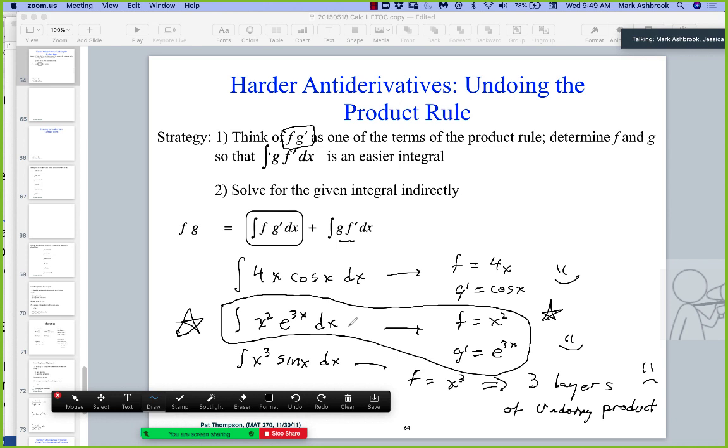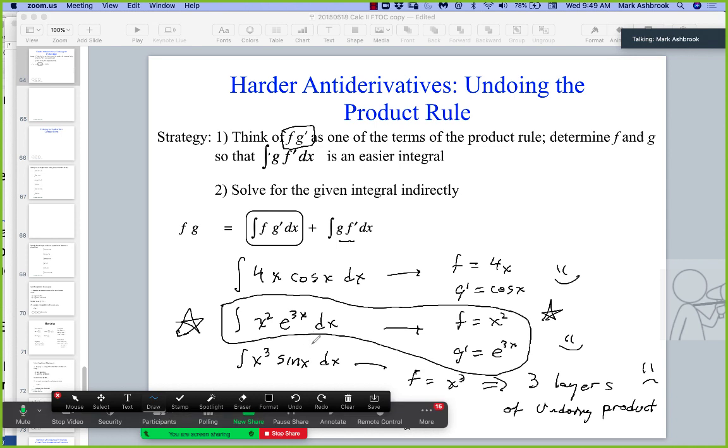Okay. So this doesn't really qualify for easy U substitution, just like it doesn't qualify for easy undoing the chain rule. So we have to do this. Yeah, this is the right technique for this one. Yep. Okay. Thank you. Sure.